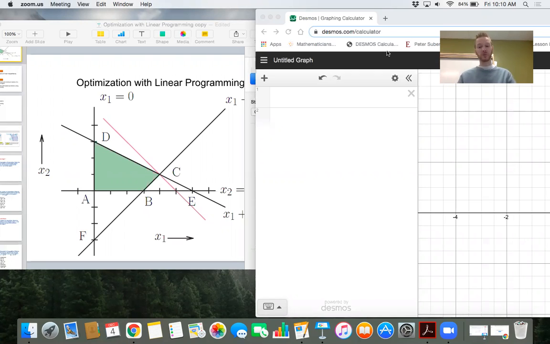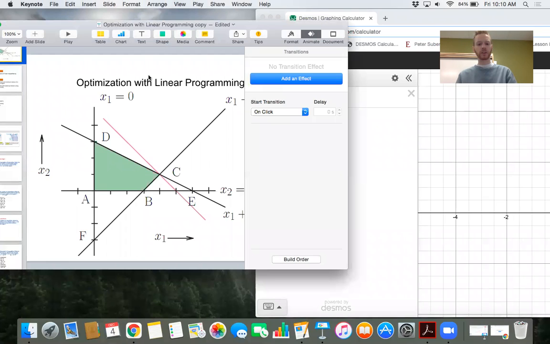This lesson has a lot to do with graphing, so I highly encourage you to make sure you have some graph paper handy. I did post some on Google Classroom, so you can always print that out if you'd like. But today's lesson and topic is going to be optimization with linear programming.